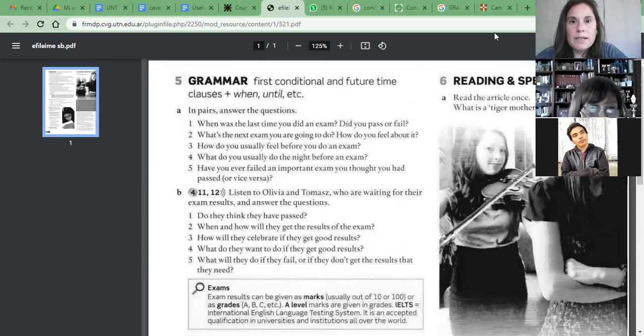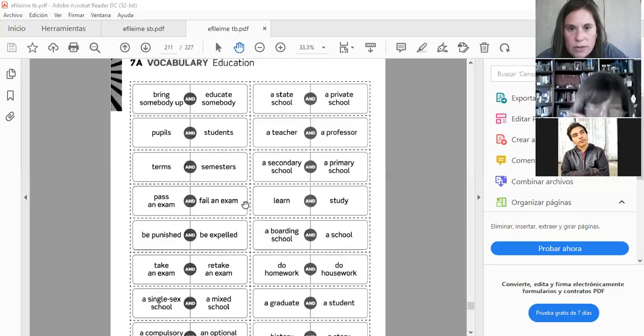Good. Now, this is what we are going to do. Let me open here. Can you see this vocabulary, education? One second, I'm gonna put it again. When I change it, it doesn't appear. Can you see it on the screen? Yes. Good. So bring somebody up and educate somebody.